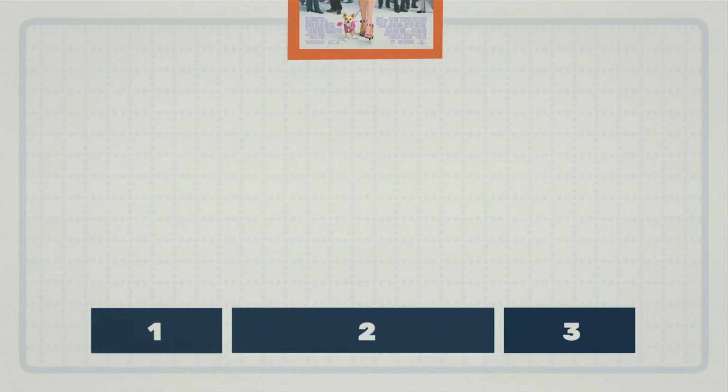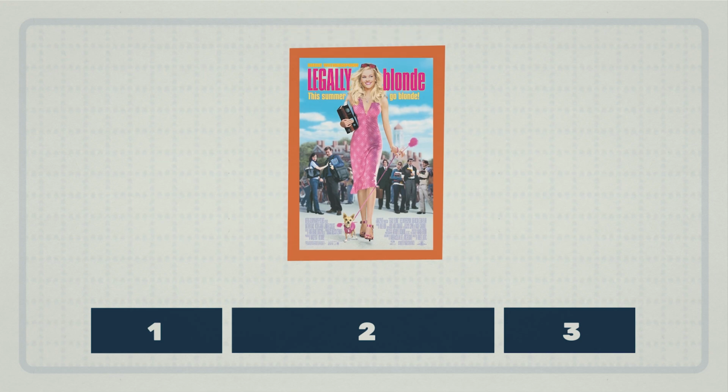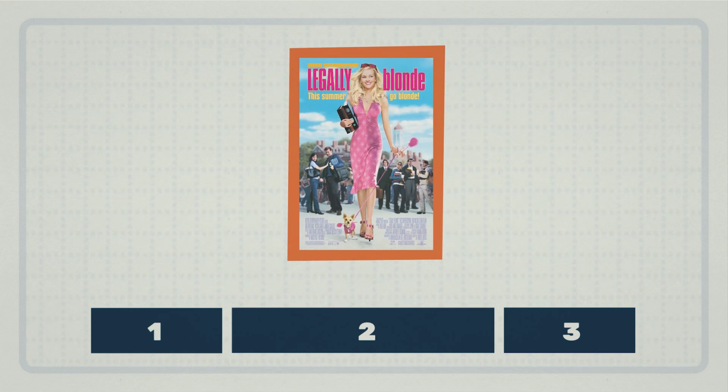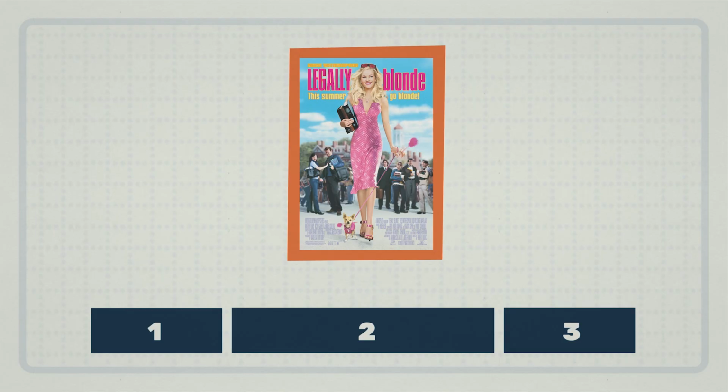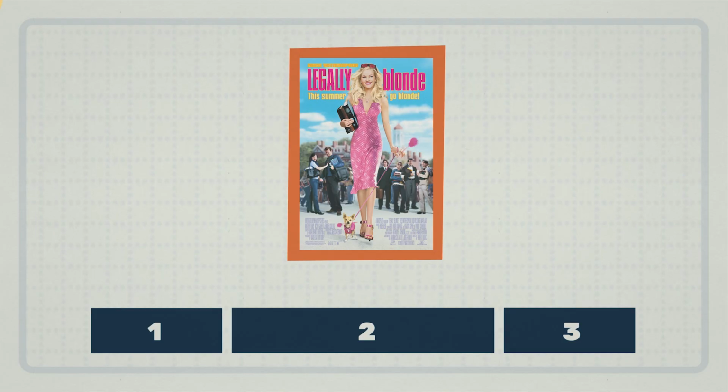Legally Blonde is an excellent example of 3-act structure with clear moments to mark act breaks. Next time you watch a movie, try to spot these act breaks to get a deeper understanding of 3-act structure. That covers our extended lesson on 3-act structure.